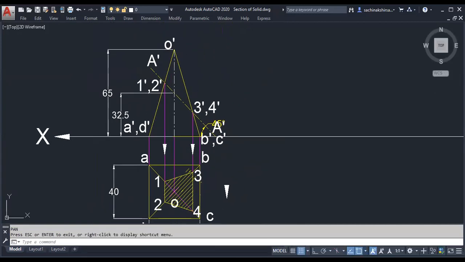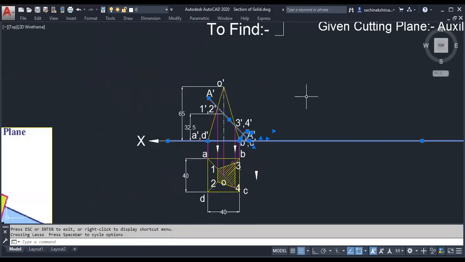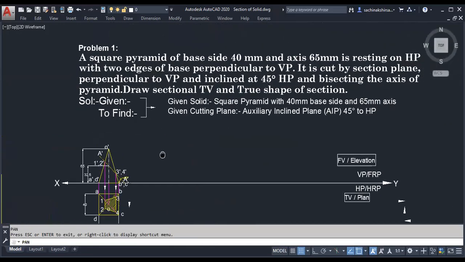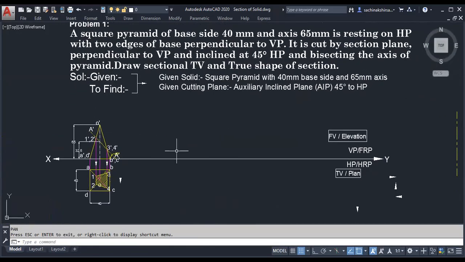After that, sectional top view was asked in the problem. What was asked? Sectional top view. So that will be our sectional top view. Are you observing how it is? Sectional top view. Are you getting it?